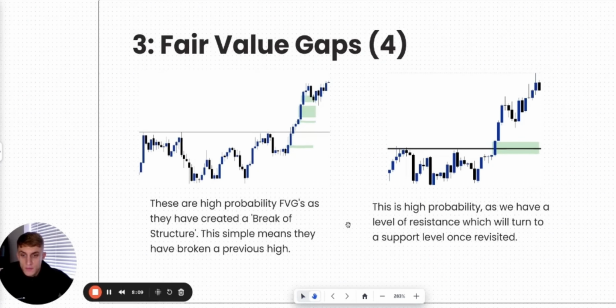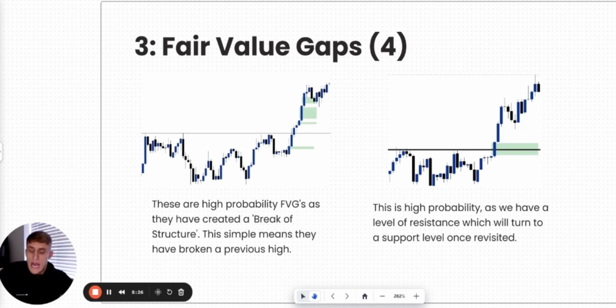So to continue, another way to identify whether a fair value gap is high probability or not is if it's had a break of structure. Now this, in simplest terms, means that it's broken a previous high. As we can see here, we had the previous high, we had equal highs three times where price reacted at this level. What's happened is it then broke through this structure line, and then it's formed three fair value gaps. Because of this big bullish move, it indicates to me and all the other traders in the market that these are much more high probability than this one, even though that one is in the bottom half of the move.